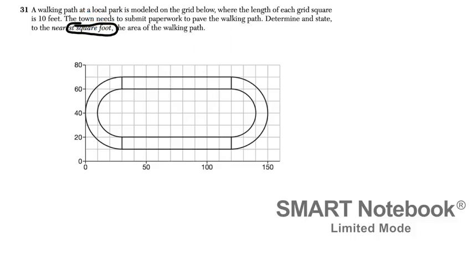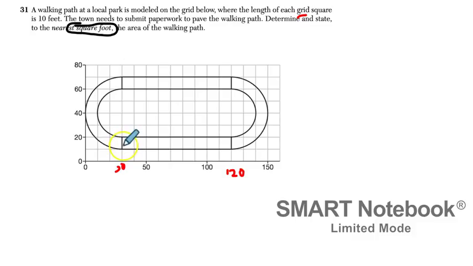The first thing to pay attention to is each grid square represents 10 feet. So that means that this here is 30 feet up to here, which is 120 feet. And these are already marked off in increments. Why is that relevant? Because it's going to change what my area is.